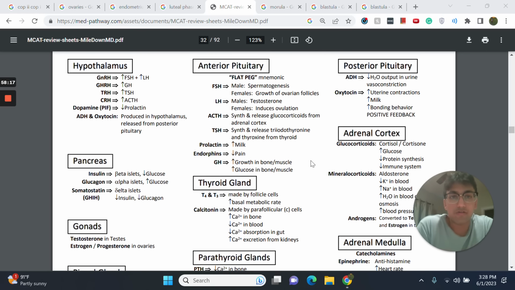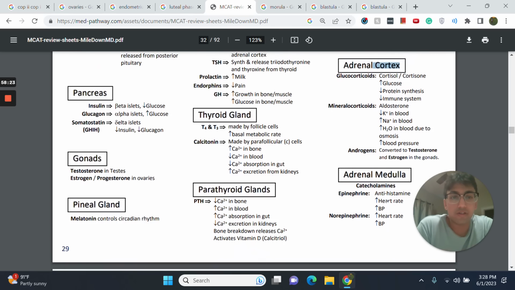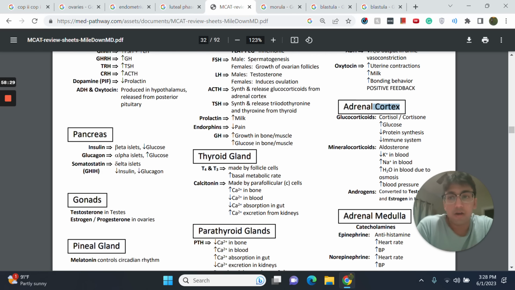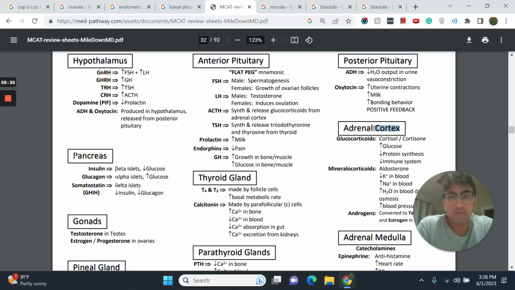Or just general information. For example, the adrenal cortex, you might know, makes cortisol, aldosterone, androgens. You might know that the pineal gland makes the melatonin, which is responsible for the sleep cycle. You might know, or we already know, that the gonads produce the testosterone, estrogen, and progesterone. We might know that pancreas produces insulin and glucagon, as well as somatostatin, which I'll talk about.